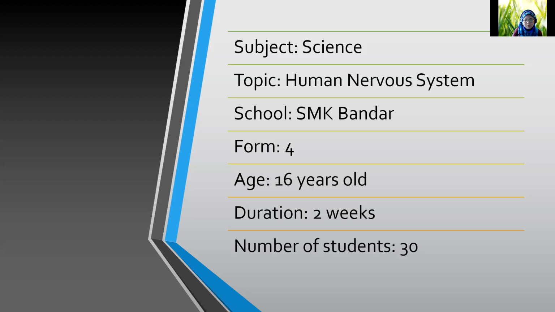But in this part, we will discuss how the model will be carried out based on the duration and the participants. This model can be used for all subjects, but for the purpose of this group presentation, we focus on the science subject for Form 4 students who are 14 years old at SMK Bandar. The topic that we chose is the human nervous system, which is one of the topics in the science Form 4 syllabus. The duration for this topic is about 2 weeks, and there are 30 students involved in this program.